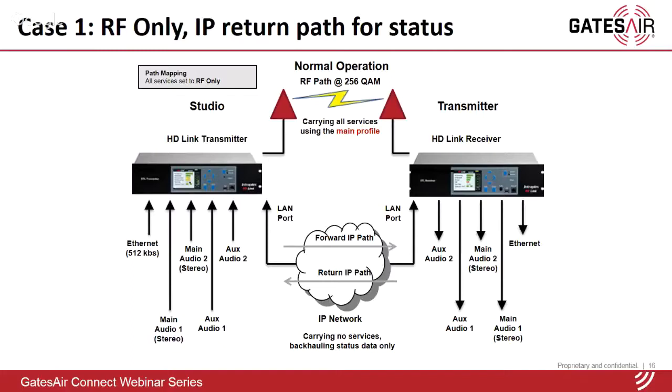So in this scenario, there are two service profiles. The main profile is what we see here, where all the services are active, which results in a 256 QAM level. And as long as the signal to noise ratio is above the user configured threshold, in other words, the RF link is in good condition, the main profile will be active.